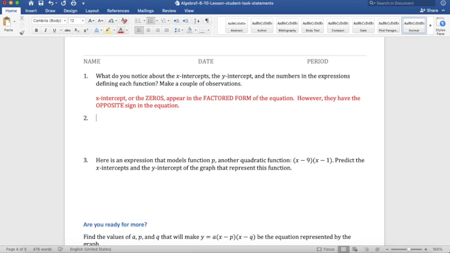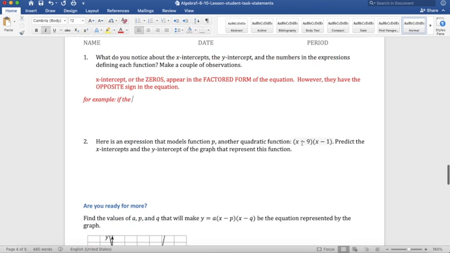Sorry, my typing's awkward because I hurt my finger. Okay, so let's see. For example, is there a better example down here? Yeah, I'll just take this one actually. So if the factored form of an equation is y equals that, my zeros are 9 and 1.